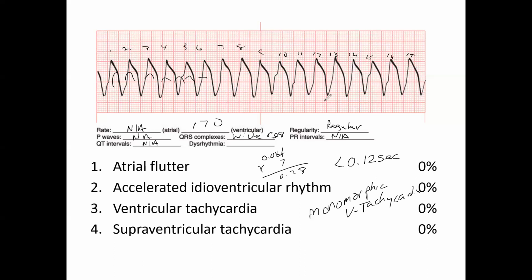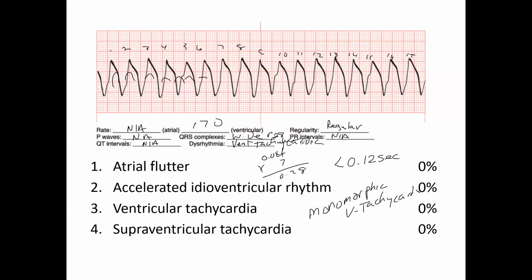So we'll hold off on that. But this is monomorphic ventricular tachycardia based upon everything that we're looking at. And we did ask, the patient has a pulse. So we're going to look at ventricular tachycardia as our dysrhythmia.